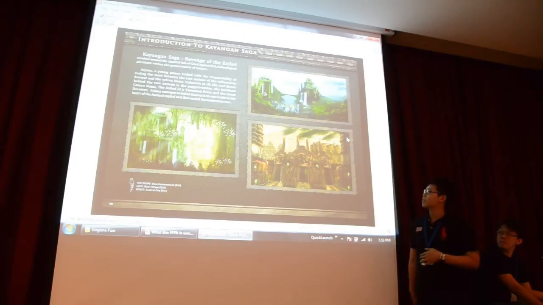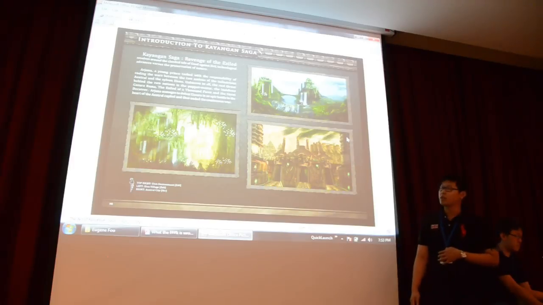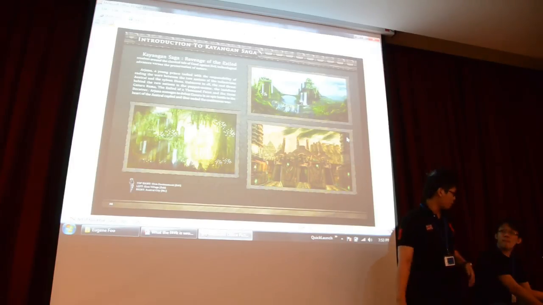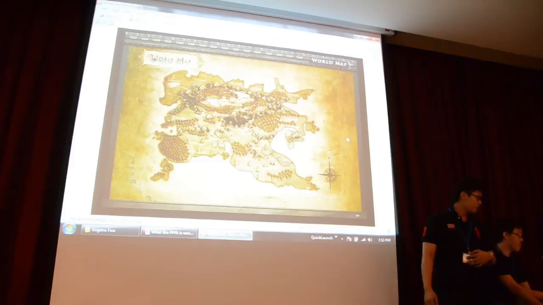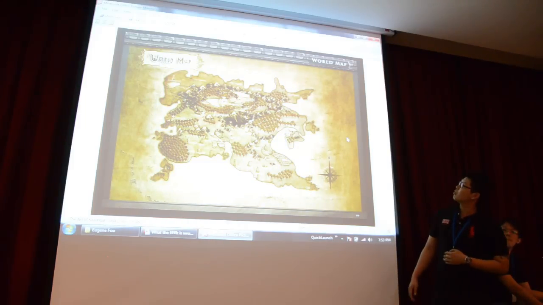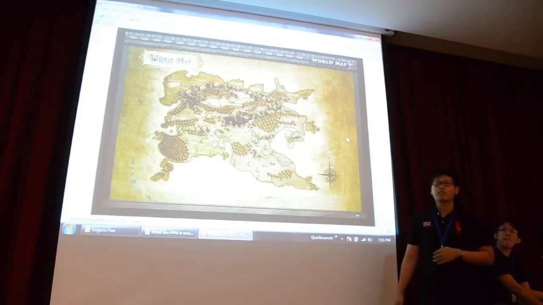So these are some of the early environmental art that we produced during the pre-production stage. We also have this world map just to help our story.